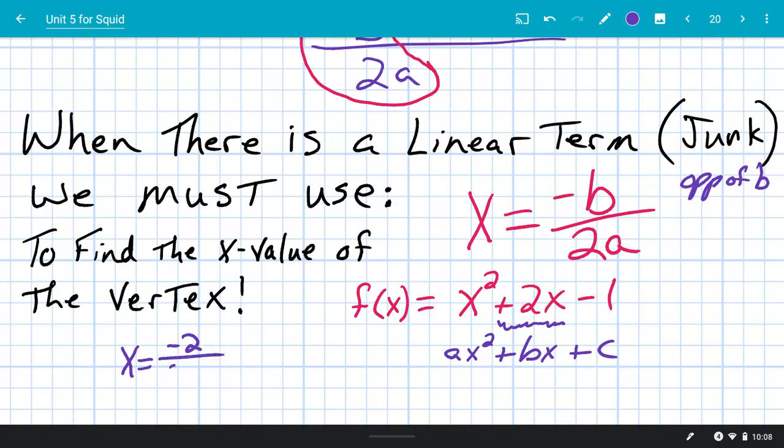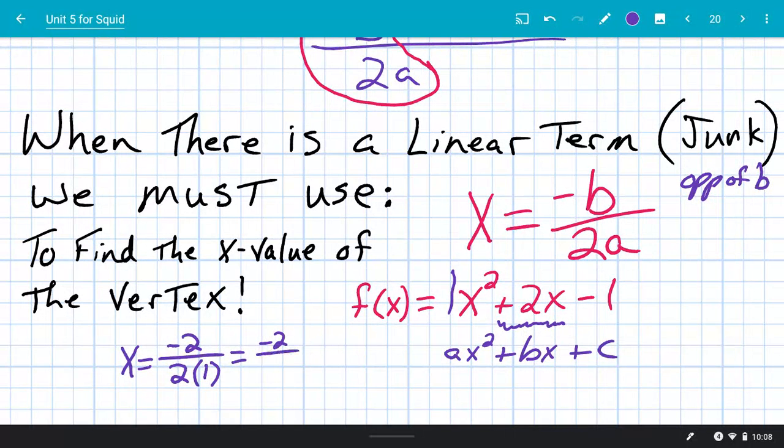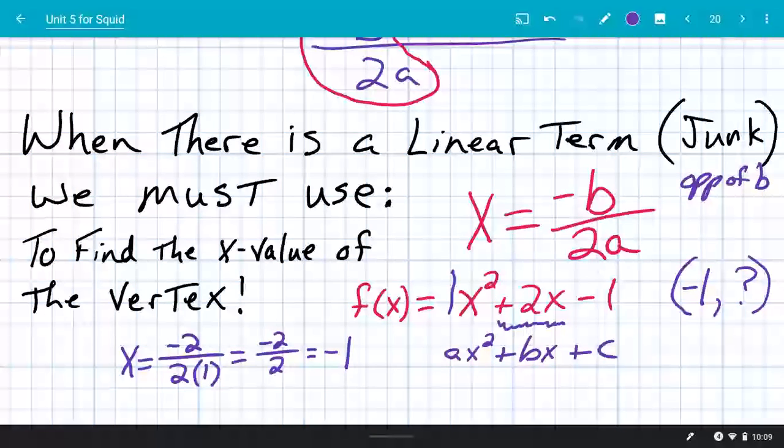And I put that over 2 times a. Well, what is a in this case? Well, my a is a 1. It's the number in front of the x squared value. So 2 times 1. Understand how I filled that formula in? A lot of nods of the head. That's good. So now negative 2 over 2 times 1 is negative 2 divided by 2, which is a negative 1. So far, so good. Now, all that did was tell me the x value of my vertex, which in this case is negative 1. What is my y value? I have no idea.